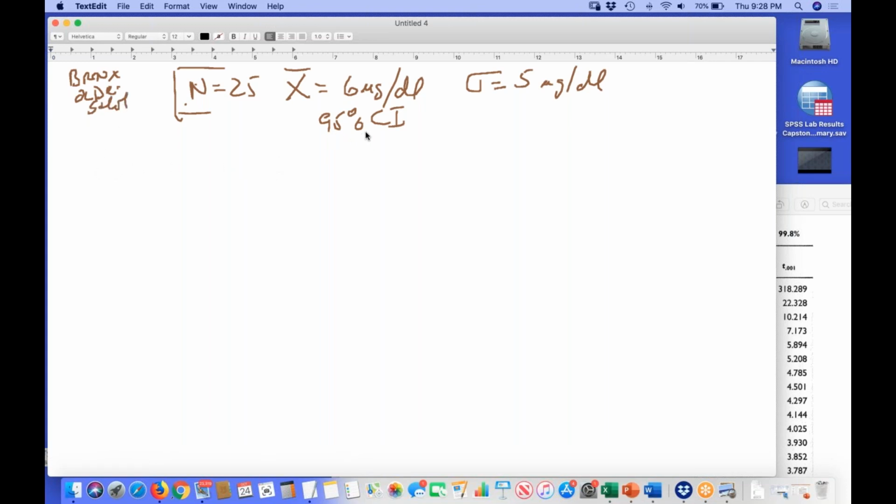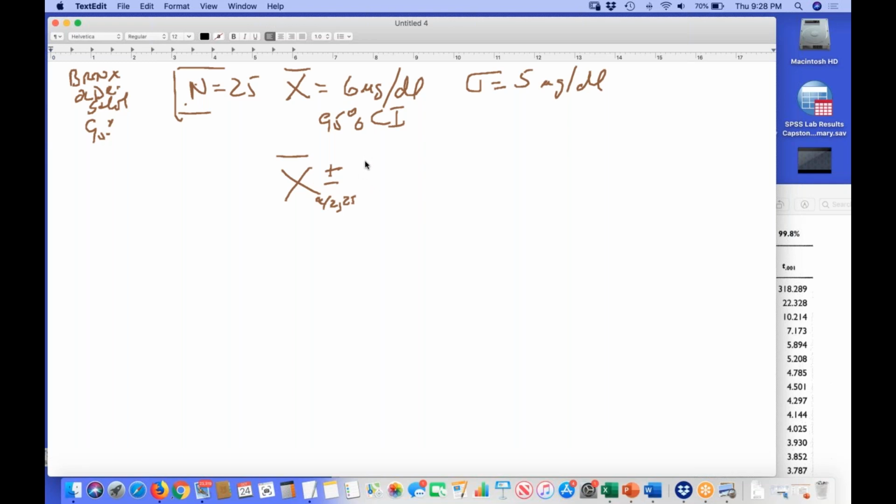Well, I'm looking for a 95% confidence interval, so I know I'm going to start out with X bar, and I know that's 6 micrograms. And I'm going to say plus or minus, right? If I'm looking for a 95% confidence interval, again, the notation they use in the text, alpha over 2. How many degrees of freedom? 24 degrees of freedom, right? And alpha would be 5%, right? So X bar plus or minus, and would I use a T-score here or a Z-score?